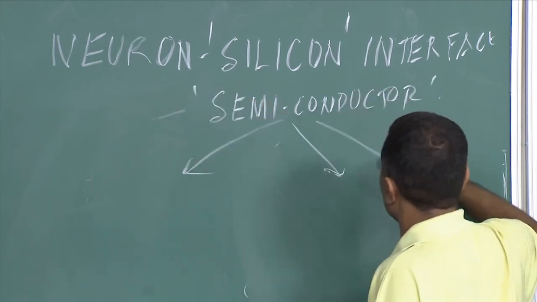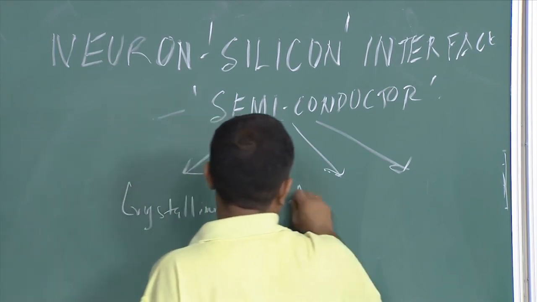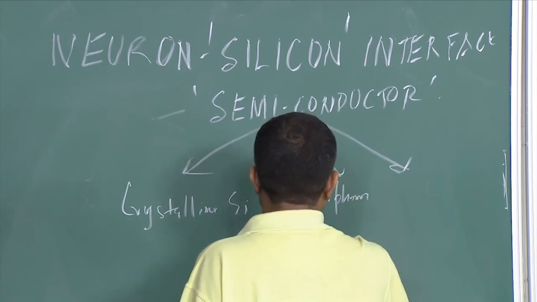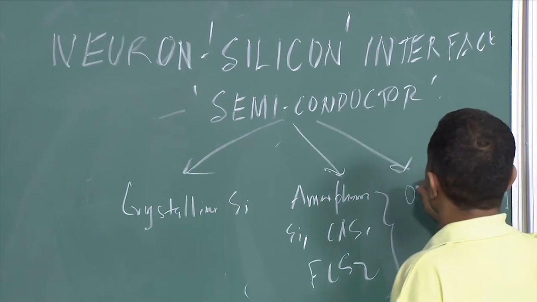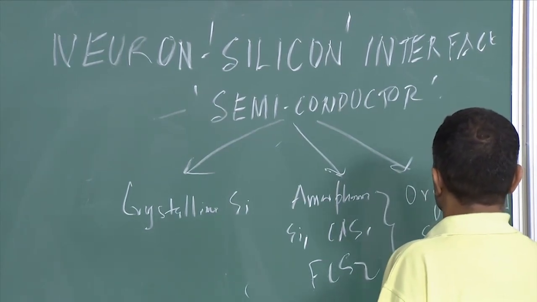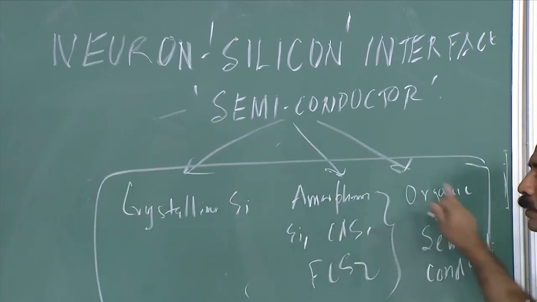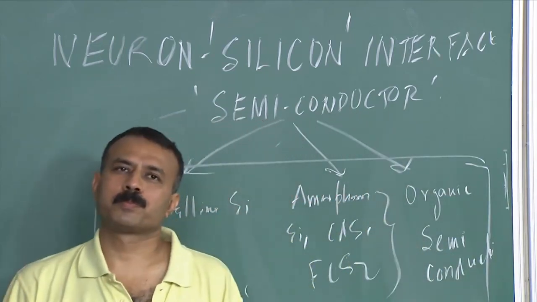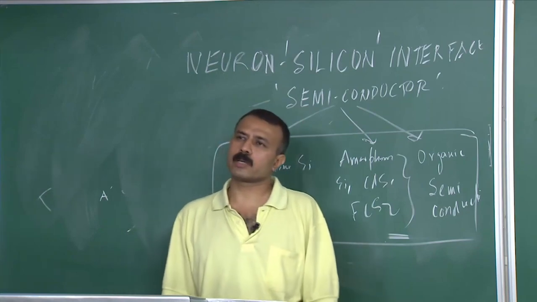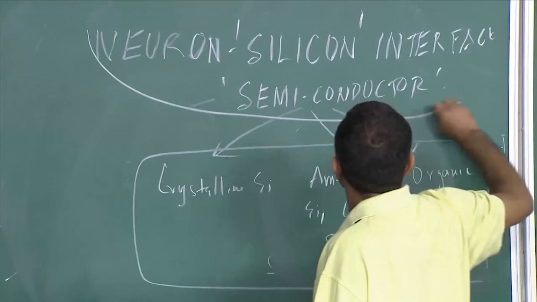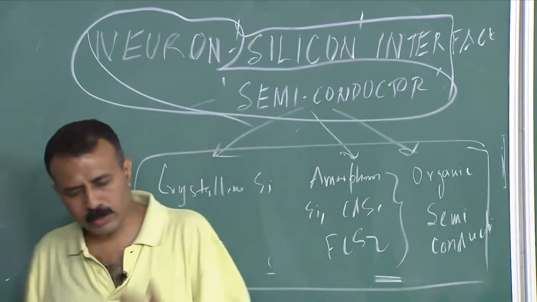And this will include everything. You will have crystalline silicon, you have amorphous silicon, then you have cadmium sulfide, then you have FeS2, all the different sulfides and everything, then you have organic semiconductors and everything. So this part can go up and up and up. Any of these materials which could be used to detect the neuronal signal should fall under this broad heading of neuron semiconductor interface, fine.